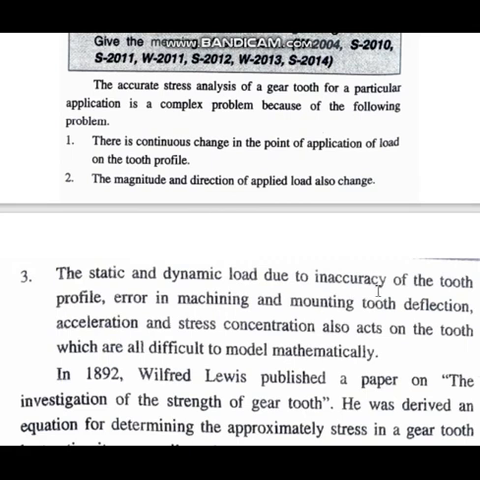In the tooth profile, it could be a cycloidal tooth profile, or an involute tooth profile, or any other tooth profile. In that, if there are any inaccuracies or errors in machining, or when you are manufacturing, some errors have cropped in, or errors in mounting, or tooth deflection, then acceleration and stress concentration, all these factors act on the tooth, which are difficult to model mathematically. All these things are involved, because of which it is difficult.